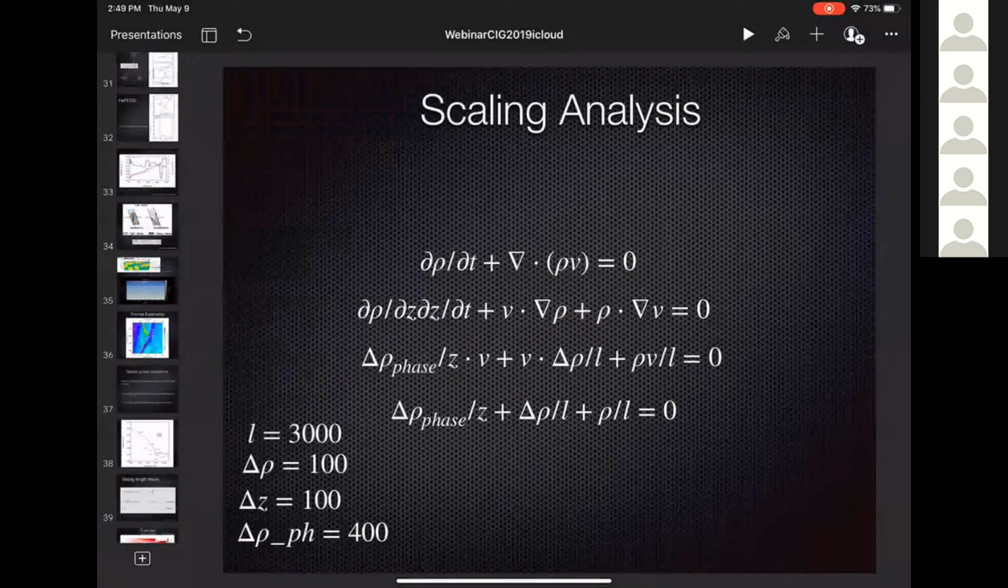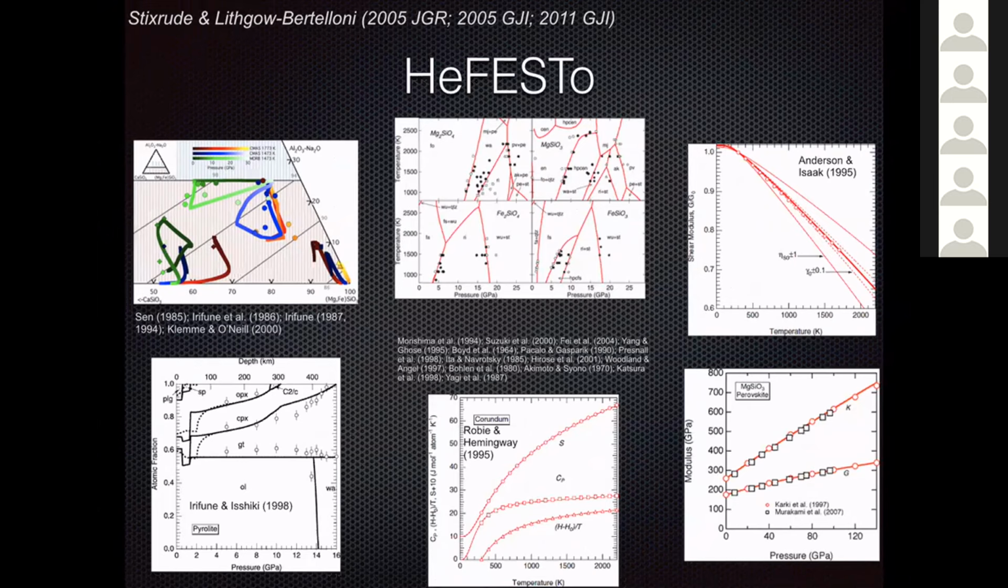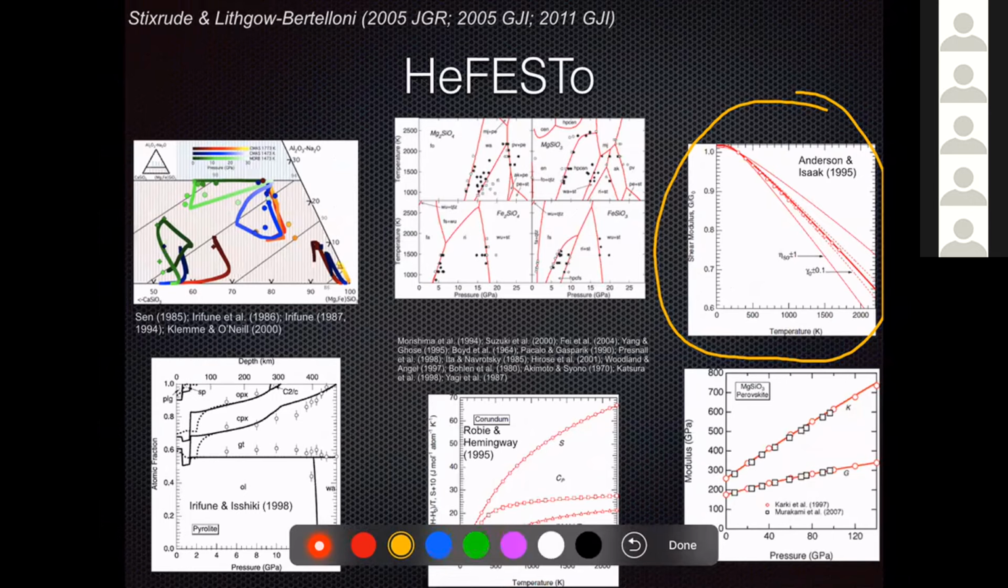There. Okay, so HeFESTo actually gives you a ton of information, okay? It gives you physical properties. Here's the shear modulus. In the original 2005 paper, which was in JGR, we actually have an expression for the shear modulus as a function of temperature. It gives you the phase equilibria. You can see there, right?